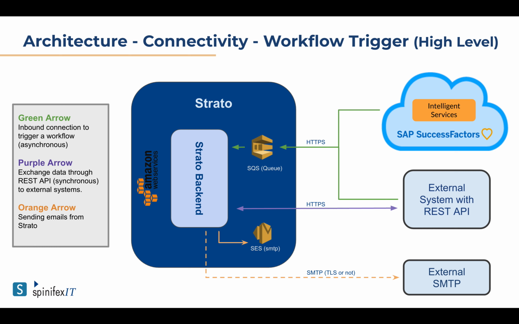This is done through REST API, HTTPS. And Strato can also send email. There are two ways to send an email. By default, Strato can send email using our own SMTP server, so you will see that the email will be sent from stratohcm.com. But the customer can also decide to use their own SMTP server. If they decide so, this will impact your implementation. So keep that in mind.